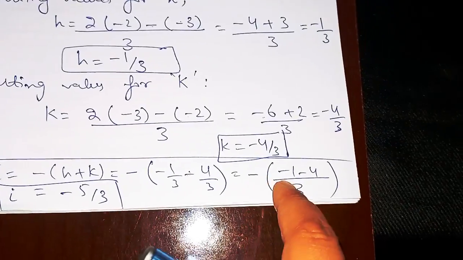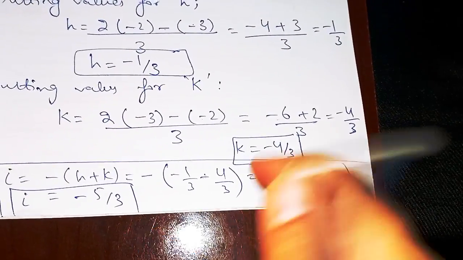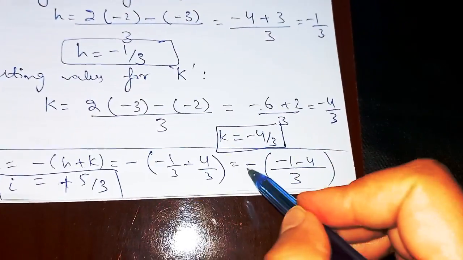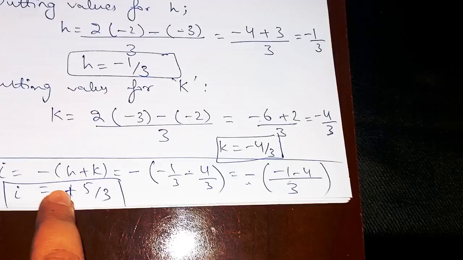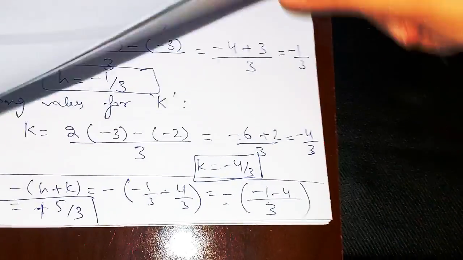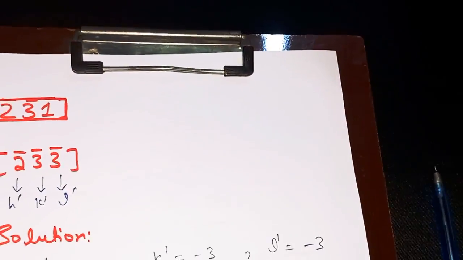We can see here it's -5 by 3 and it's negative here as well, so it will become positive. This minus and these minus will become positive. Minus into minus is plus, so it's +5 by 3. And we can draw the table here.